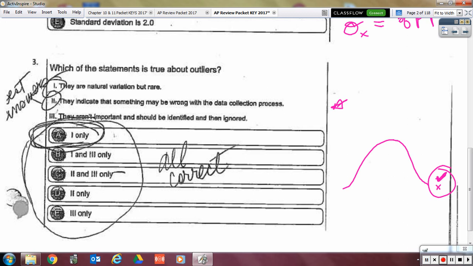All right, 3 I think is wrong because it says they aren't important. I think it's important to look at outliers. It says they should be identified and then ignored.